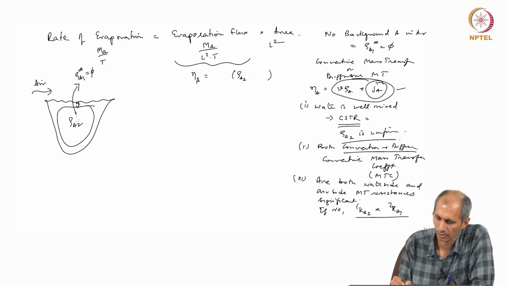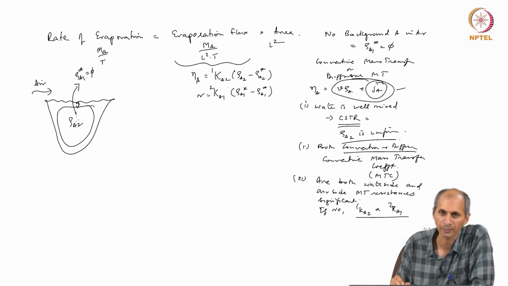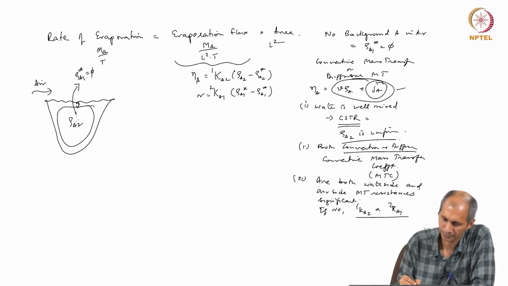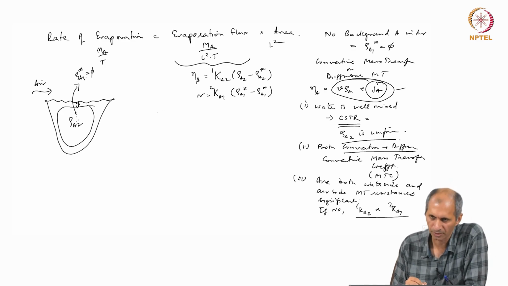You either have rho A2 minus rho A2 star or rho A1 star minus rho A1 infinity, either way. So, if you do this, we will do Ka21, we do this, we do Ka12. Okay. Is it clear? Anybody has a question on this? How we do this?